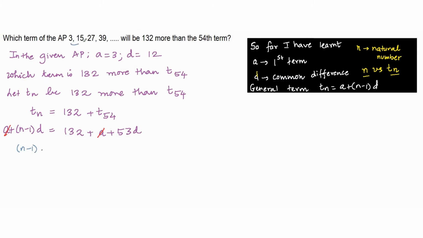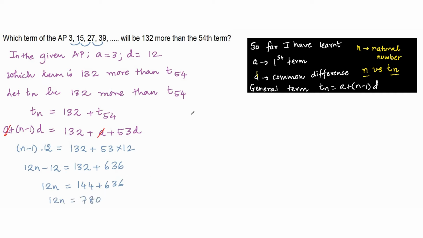So d here is 15 minus 3, or 27 minus 15, or 39 minus 27, that is equal to 12. So n minus 1 into 12 is equal to 132 plus 53 times 12. Therefore 12n minus 12 is equal to 132 plus 53 twelves, which is 636. And therefore 12n is equal to 132 plus 12, which is 144, plus 636. Therefore 12n is equal to 780. And therefore the value of n is 780 divided by 12, which is 65.